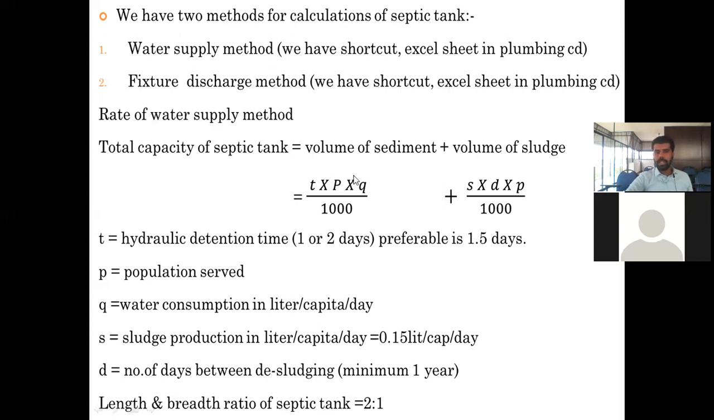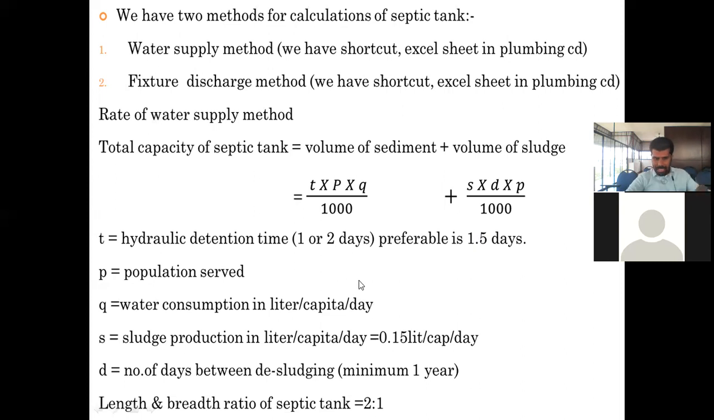The volume of sediment formula is T into P into Q divided by 1000. The volume of sludge is S into D into T divided by 1000. So I will explain what this is. T is the hydraulic detention time, 1 or 2 days. Preferably it is 1.5 days, so you can take this 1.5 days as a constant.